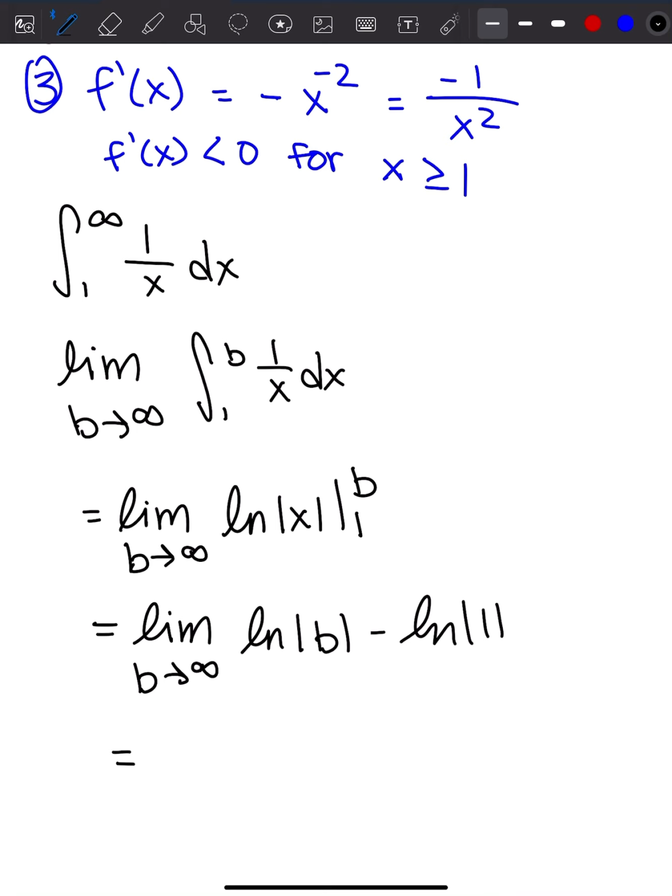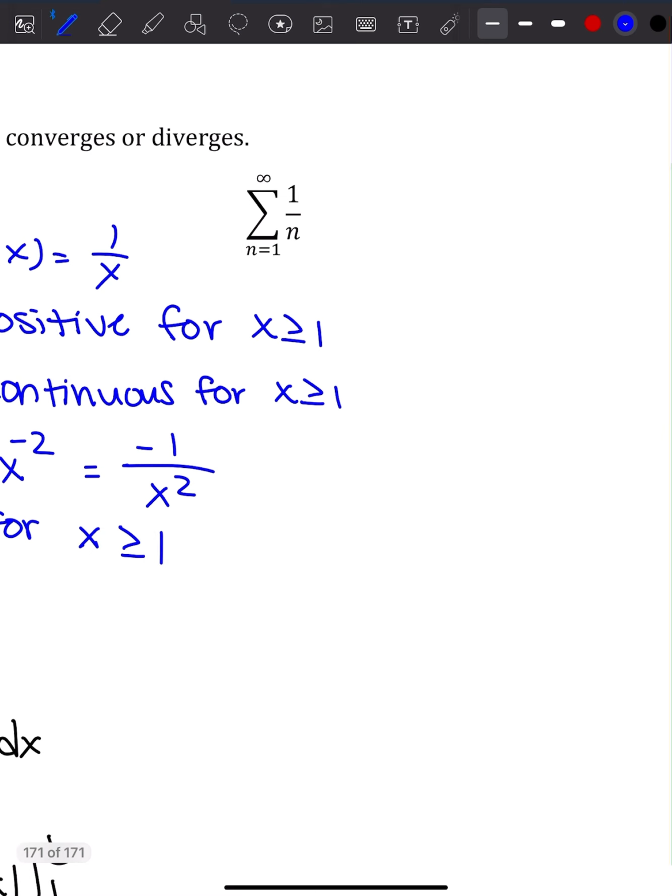The natural log of 1 is 0, but as b goes towards infinity, the natural log of b is going to go towards infinity. Natural log is a function that's going to grow infinitely forever, even if it's growing really slowly. And because of that, we know that we are diverging. Because this integral diverges, we know the series diverges.